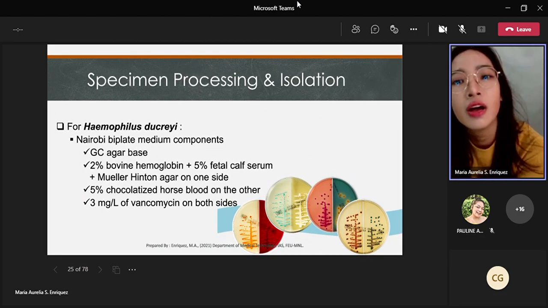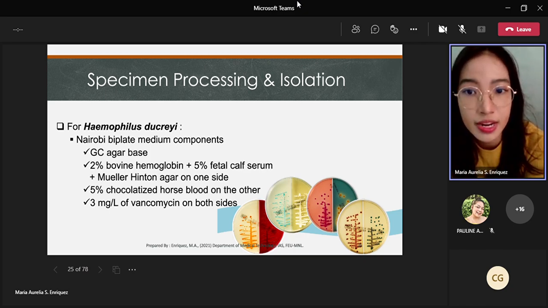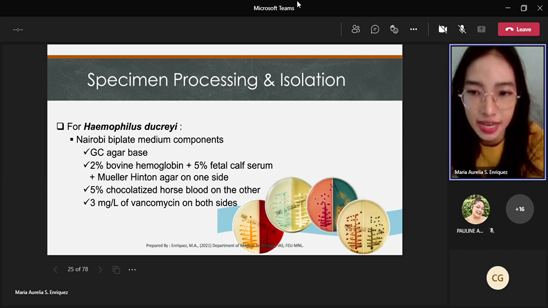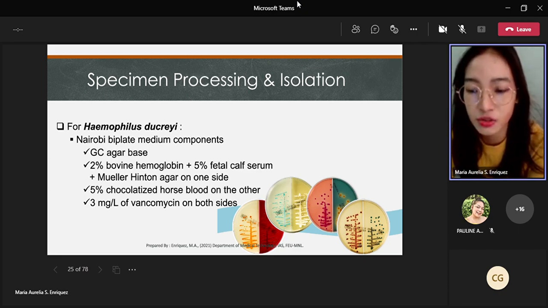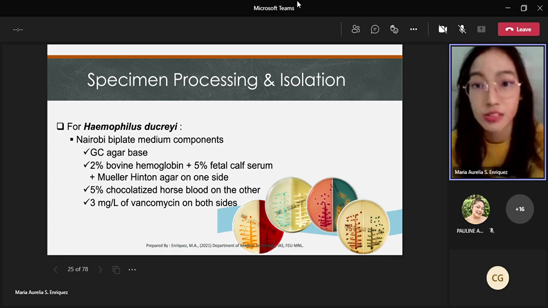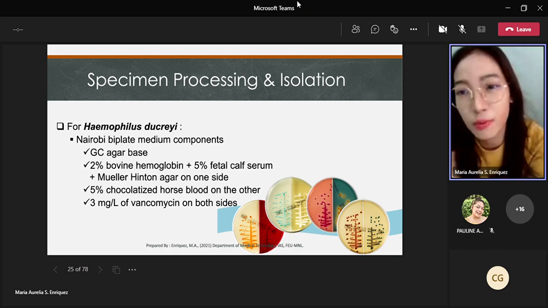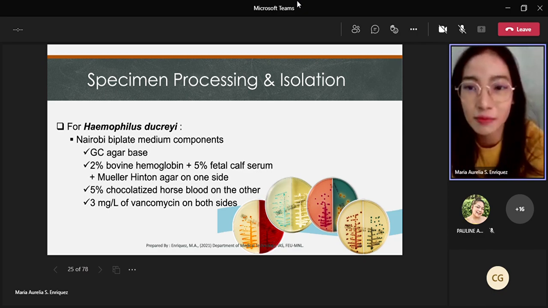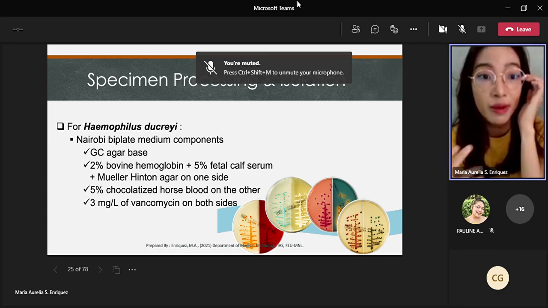Ayan, so ito po. Listed here are the contents of the Nairobi biplate medium. So the purpose of vancomycin is to reduce the growth of commensal bacteria from the patient's skin. Kasi po, as much as we always try to eliminate the possibility of acquiring normal flora upon specimen collection, minsan po hindi maiwasan, may sasama pa rin na normal flora. So yun po yung purpose ng vancomycin dito.